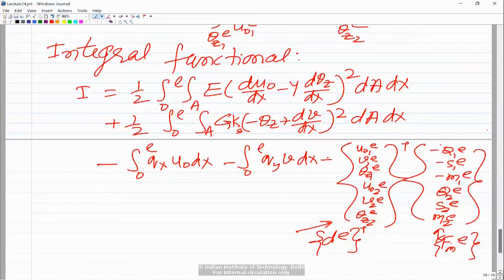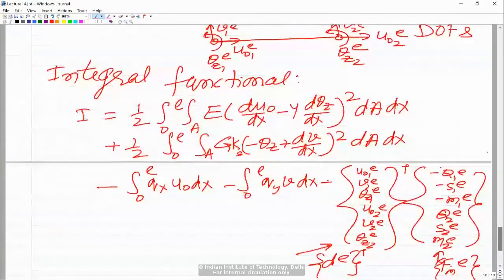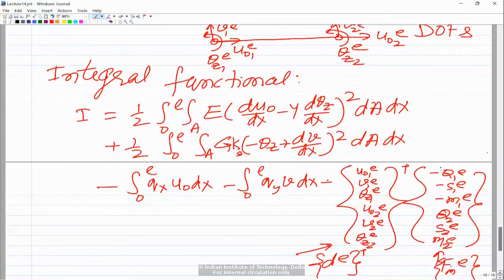And now we carry out the cross sectional integrations, because all the unknown variables u naught, v and theta z are only unknown functions of x. So everything is known with respect to the cross sectional coordinate, so we can carry out the integration with respect to cross sectional coordinates, and therefore we can write this I equal to, when you look at the first term and do the square, you will have du naught by dx whole square plus y square d theta z by dx whole square minus 2y into du naught by dx into d theta z by dx. We are taking a symmetric cross section, so the integral y dA would be 0. So we will have only the du naught by dx whole square term and d theta z by dx whole square term. Only those terms would remain.